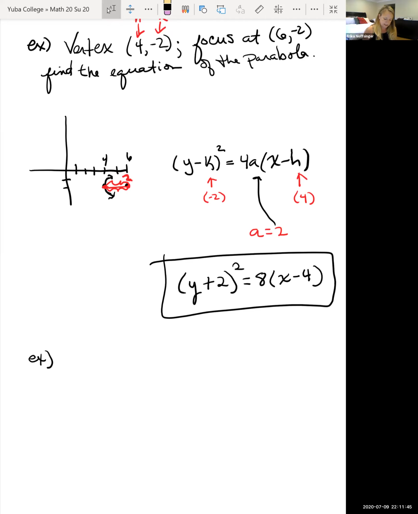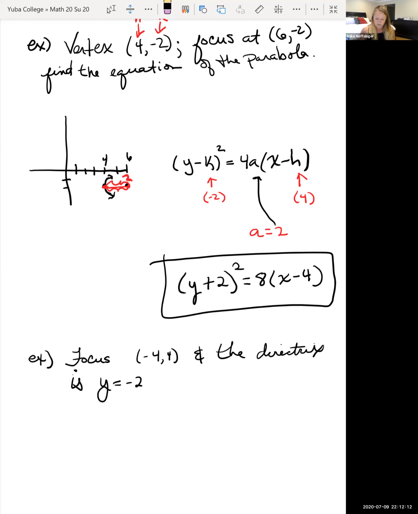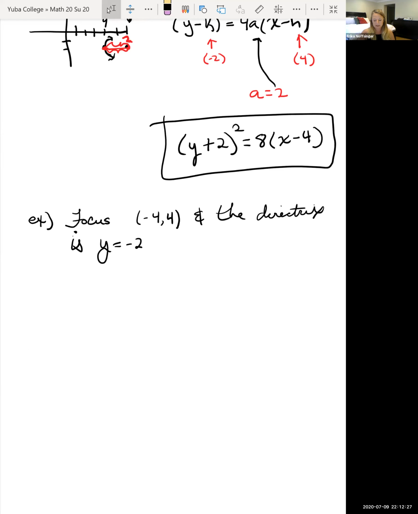So if it says the focus is -4, 4, and the directrix is the line y equals -2. So again, we're trying to find the equation of the parabola. And so knowing what way our parabola is going is helpful again to determine which equation we're going to use, and then we can pull out the pieces we need.